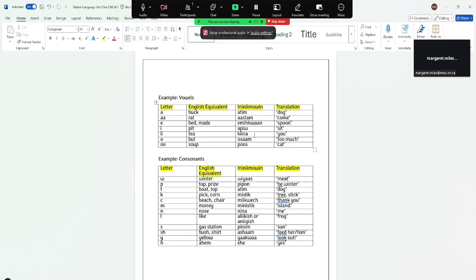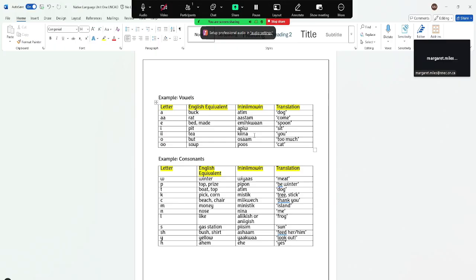The next one, o. In the English equivalent, it would sound like but. And in the Cree word, o sam, which means too much.